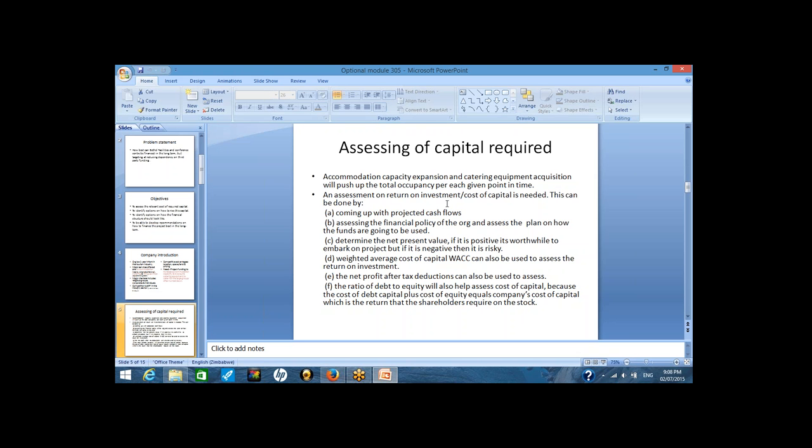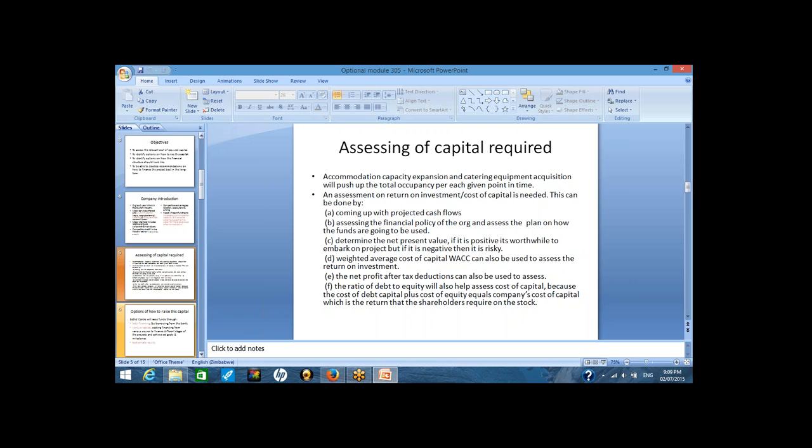We are also going to assess the return on investment by calculating the weighted average cost of capital and whether it is viable. Looking at the projected cash flows, we can come up with a net profit. We can determine the projected net profit after tax deductions and assess the viability of whether this project will make a return on investment. And we'll also assess the debt to equity ratio and establish the viability again.